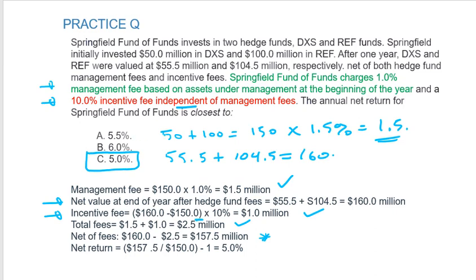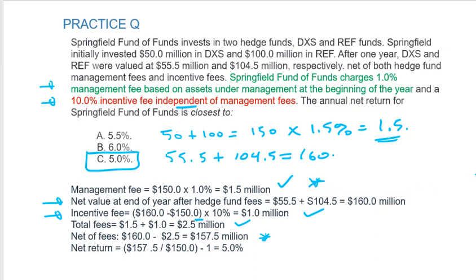Okay, so what was the important point? The important point here was the incentive fee independent of management fees. That came here when we calculated the incentive fee. It was just the ending value minus the beginning value times the 10%. We did not subtract that 1.5 million management fee.